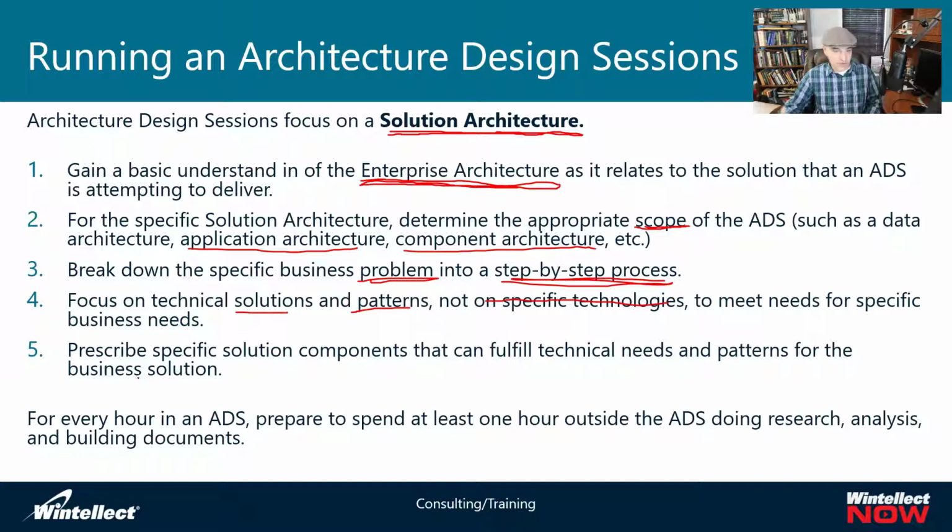Then lastly, what you do as part of an architecture design session is you try to take the solutions and patterns, and this is typically done offline, and you try to come up with technical components, specific solution components that can fulfill the technical needs and patterns for the business solution. So the patterns are going to be the things that are expressed in the network and the architecture diagrams, and they're going to be what we're going to be applying.